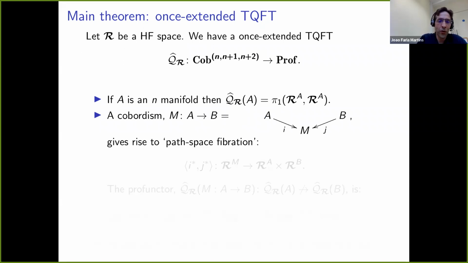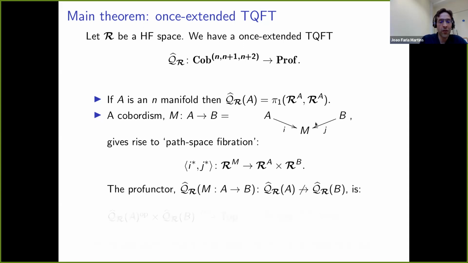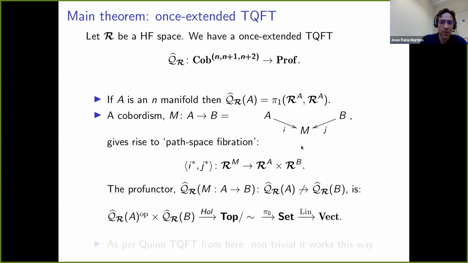And I'm going to go very quickly. So anytime I have a cobordism, I can consider the path space fibration. So a function defined on M restricts to a function defined on A and B. And if I have a fibration, I have a functor, and essentially the proof functor is obtained by playing a bit with this functor. There's a composition of these things.